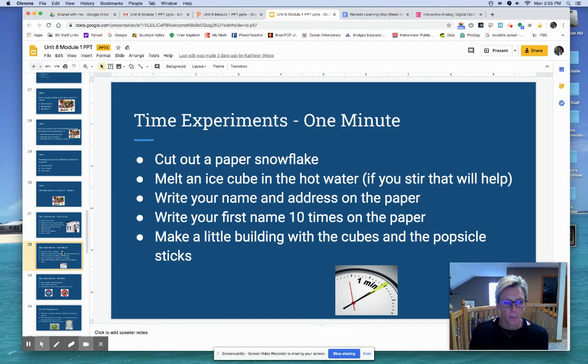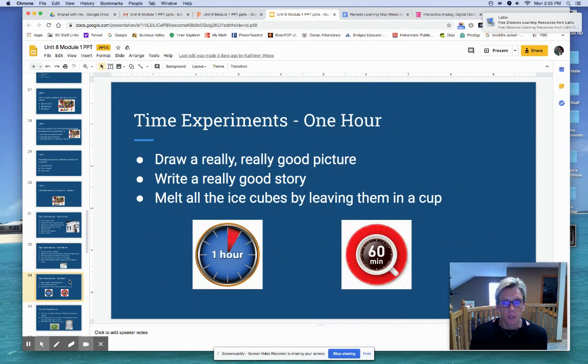Here are some more time experiments that might take about a minute. Cut out a snowflake. Melt ice with hot water. Writing your address, which would also be good practice with learning your address. Writing your name 10 times, and then make a little building with cubes and the popsicle sticks. And then here are some things that might take about an hour. Drawing a really good picture, writing a really good story, and melting ice cubes by leaving them just sit in a cup. I really like this idea about writing.